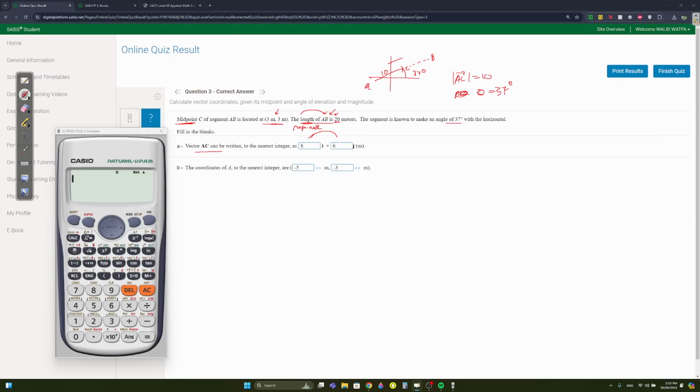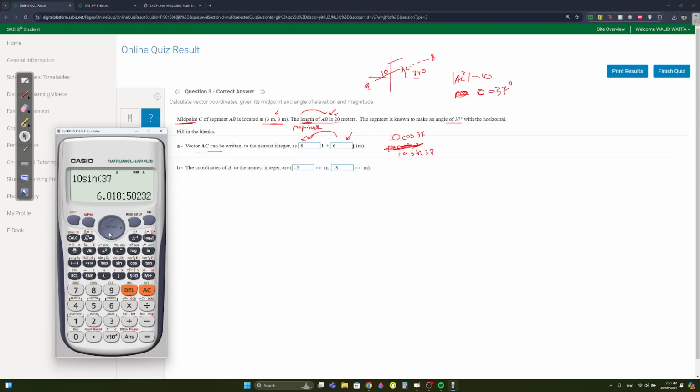Can we now find the x component and the y component? Can we just convert it back into Cartesian? Yes, we can. How do we find the x component? It's 10 cosine 37, and the y component is 10 sine 37. If you do 10 cosine 37, you get 8, or 10 sine 37, you get 6.